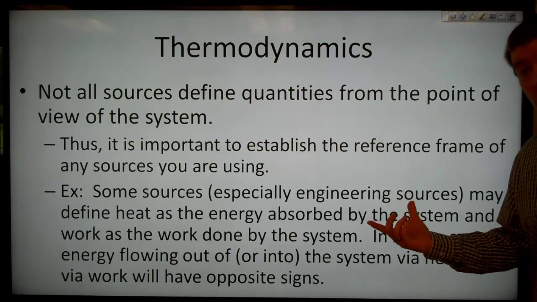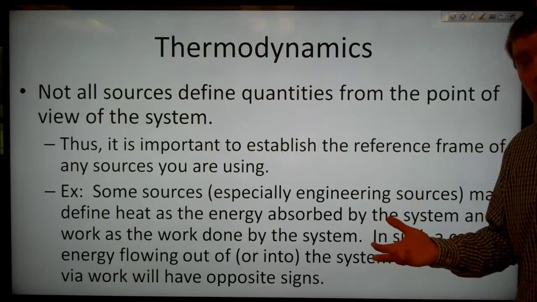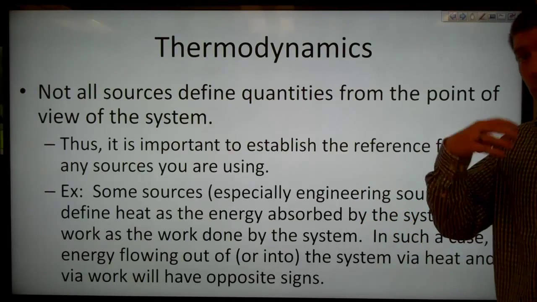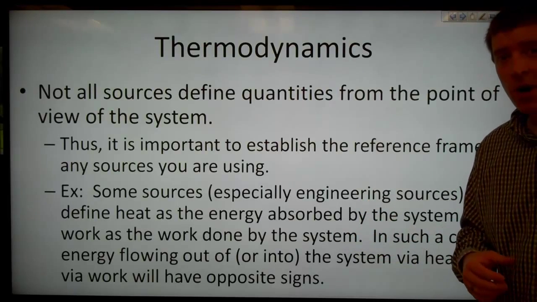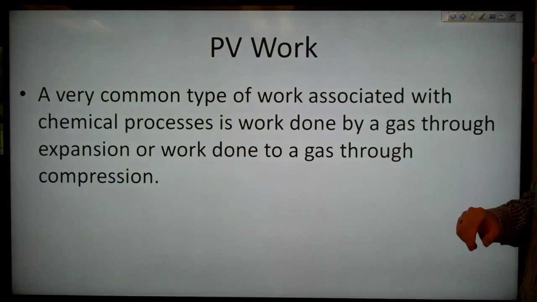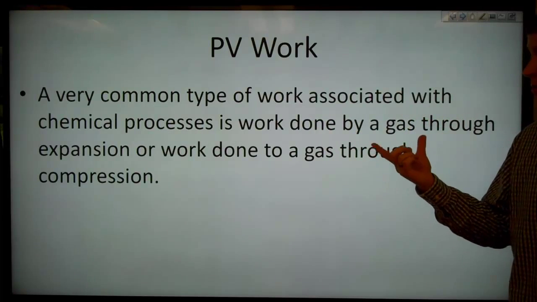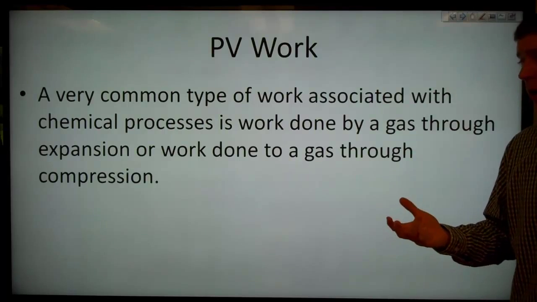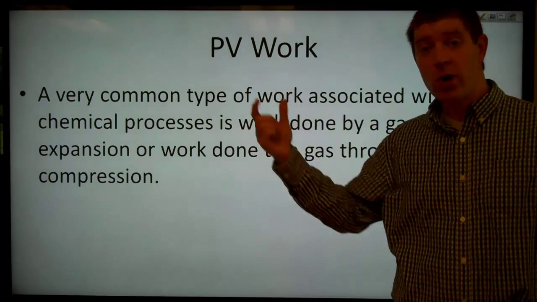But some other sources that you might find, like on the internet, maybe engineering sources, tend to use a reference frame of the surroundings, whereas chemists tend to use a reference frame of the system, because that's what we're studying. So a very common type of work that's associated with chemical processes is work done by a gas, either through expansion or work done on a gas by compression of that gas. We call this PV work, for pressure volume.